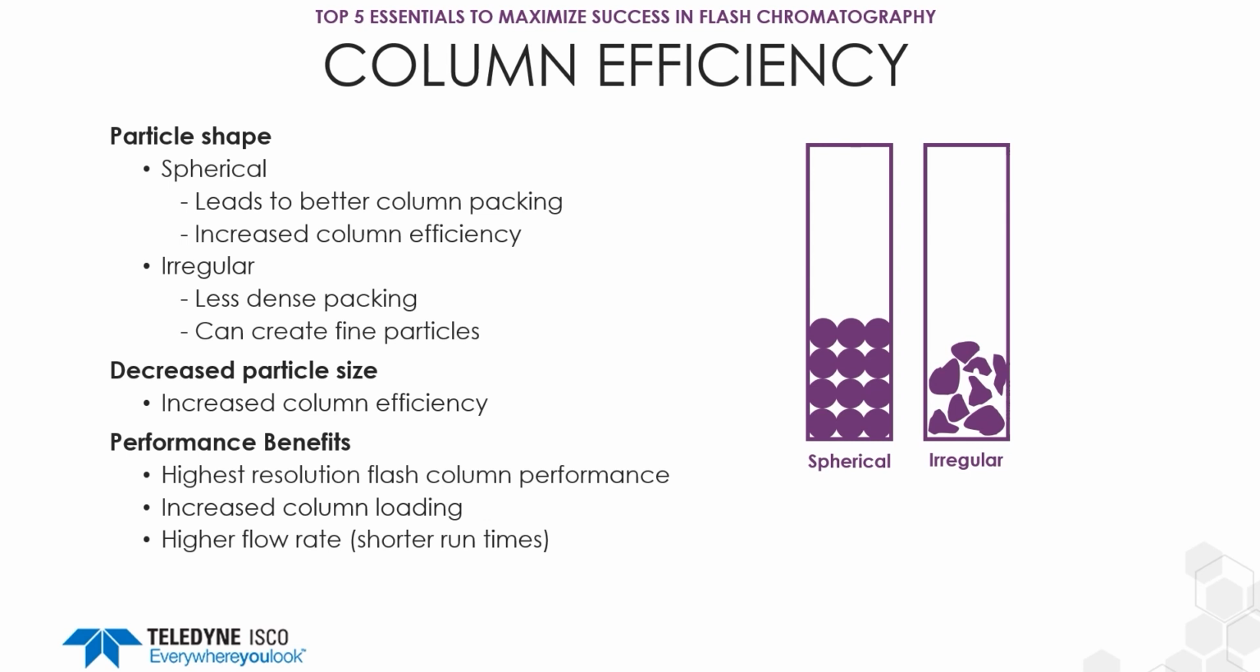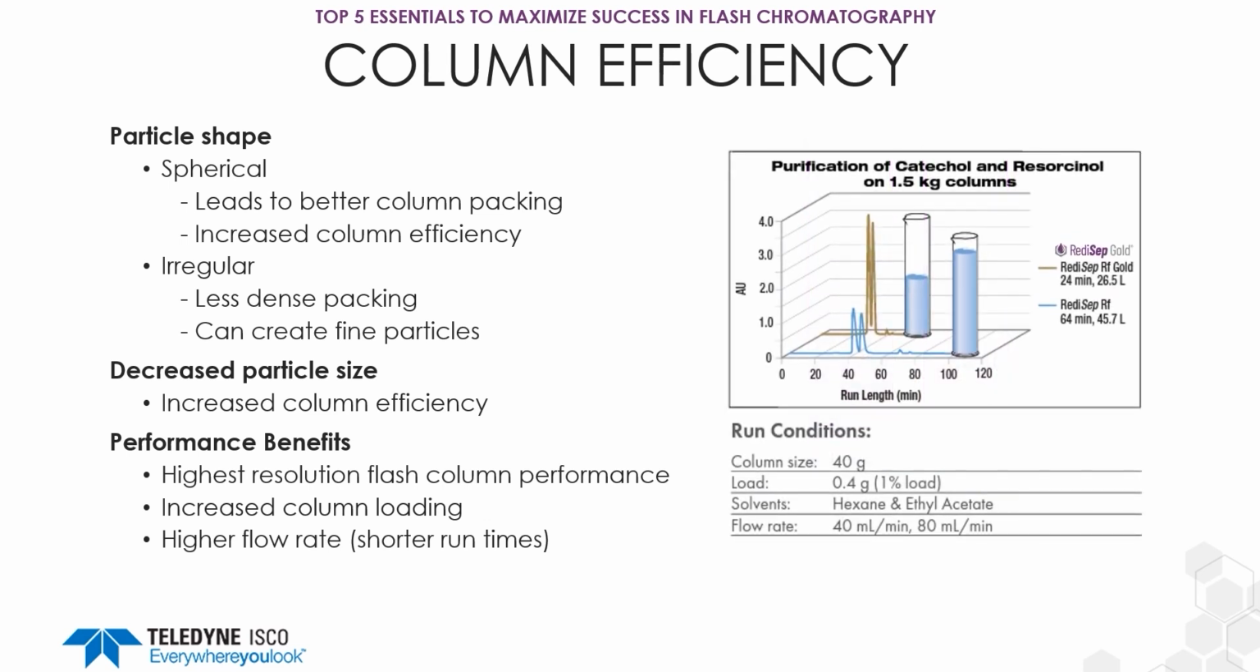Now let's look at an example on our two different types of media here at Teledyne ISCO. Our ReadySep Gold, as we mentioned on the previous slide, is our high performance columns. These are spherically shaped and they're 20 to 40 microns in particle size. The ReadySep material is irregular and it's also 40 to 60 microns. So if we run a separation on these two different compounds with these two different medias using hexane and ethyl acetate as our mobile phases, you can see that the ReadySep Gold material is able to complete the separation in 24 minutes and it only uses 26.5 liters of solvent.